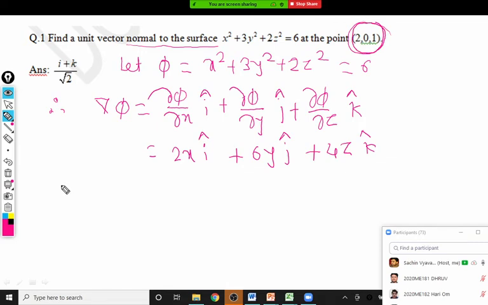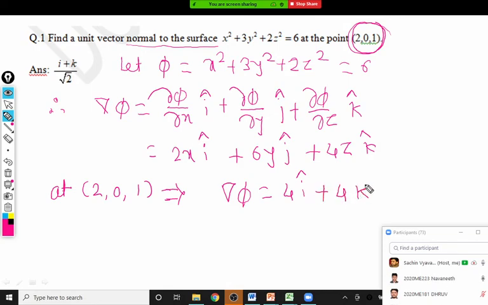So step 2, we evaluate at (2, 0, 1). We are calculating this gradient vector at a particular point, and we get del phi as 4i cap, obviously 0 j cap, and 4k cap. So this is the normal vector at the particular point (2, 0, 1). And lastly, we want this as a unit vector. Therefore, the unit normal vector.